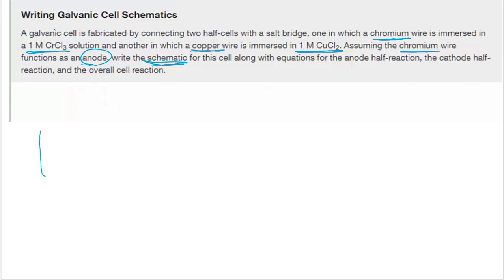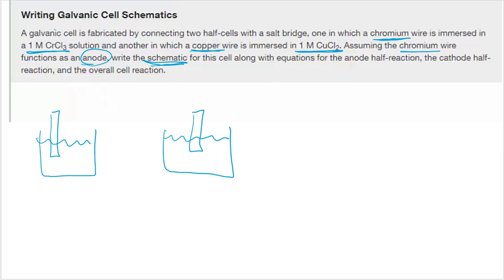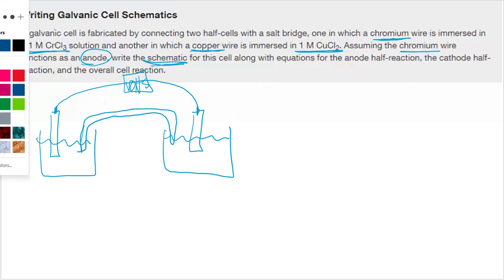First, let's do that. So I've got my two beakers here, and I've got my anode on the left, my cathode on the right. We've got our alligator clips connecting both of our anode and cathode, and right here in the middle we've got our voltmeter, and we know that we have that salt bridge. Here we go. Now, let's change colors here. We know on the left is our anode.